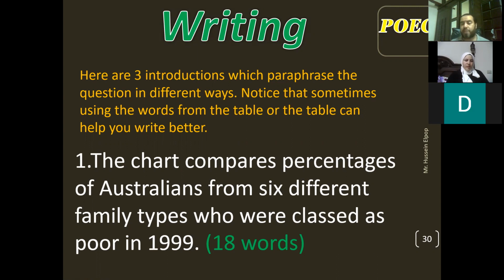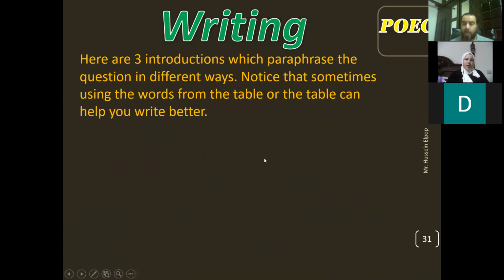And here compares percentages of Australians from 6 different family types who were classed as poor in 1999. And we added the number of. No, we said that these are 18 words used in the paraphrase stage. We added 6 different types instead of different categories. Yes, perfect. That's synonym. Yes.